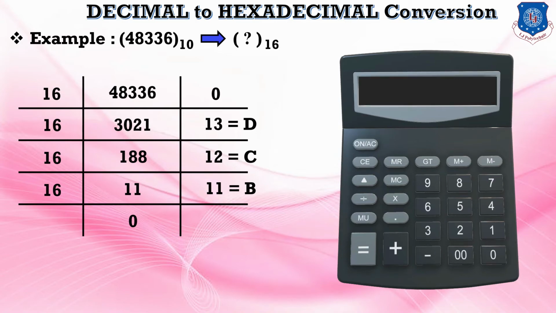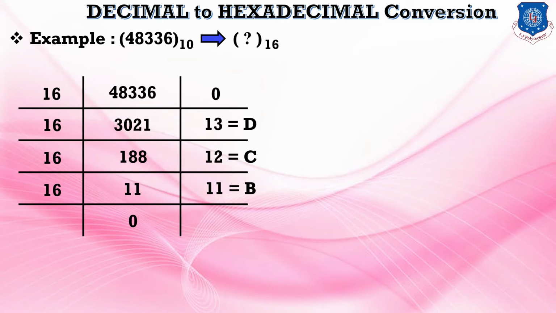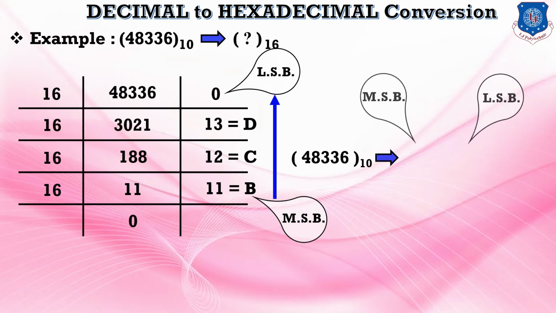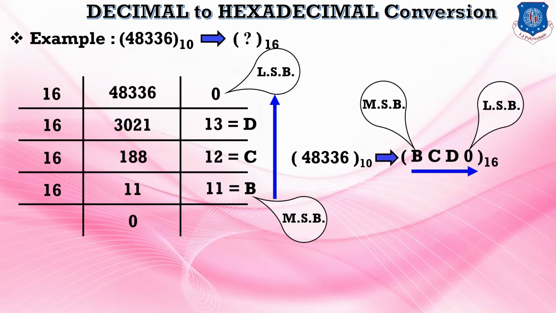Now in the next step, we assign LSB and MSB to the remainders. Dear students, remember the most important thing here. We must assign LSB to the uppermost remainder and MSB to the lowermost remainder. Here, this arrow indicates the position of the remainders for the answer. As you can see here in the answer, 48336 of decimal number converts into the hexadecimal number BCD0. Okay students, you can apply this concept in more examples.